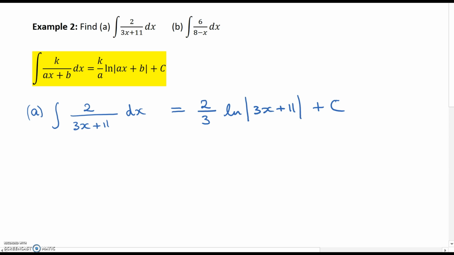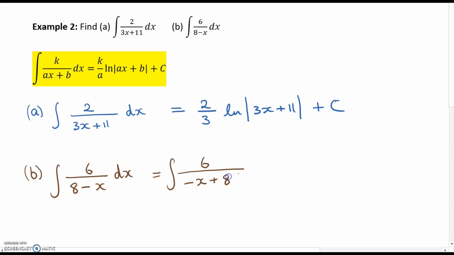The second one is a little bit more difficult because it's not exactly in the same format. It's 6 over 8 minus x dx. Well, if we want to get it in exactly the same way that it was previously in the formula, we can change it round. The 6 on top, and on the bottom we had the x coming first, so if we want to put the x first, it would be negative x. Okay, so the sign in front of each part has to remain the same, so negative x plus 8, and that's exactly the same thing. Okay, these two are exactly the same as one another.